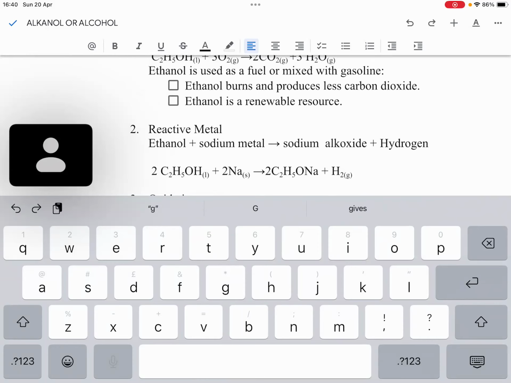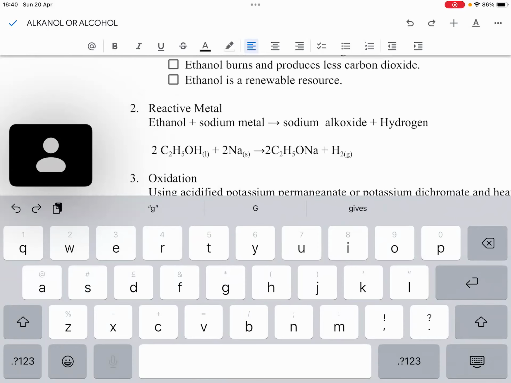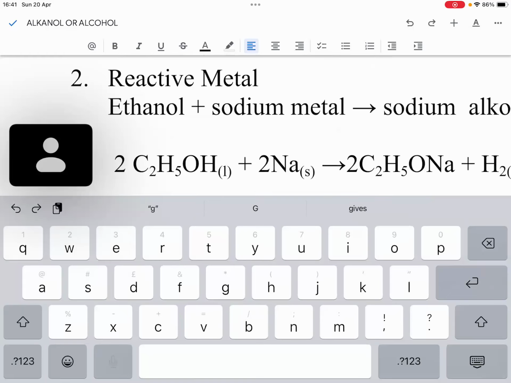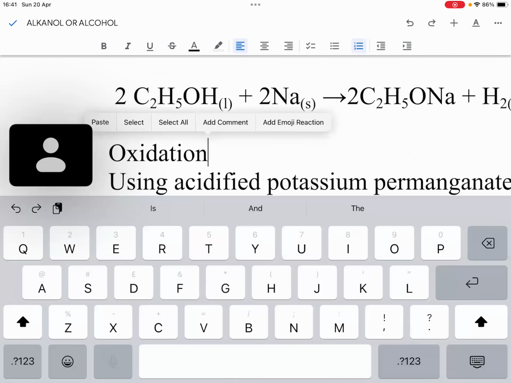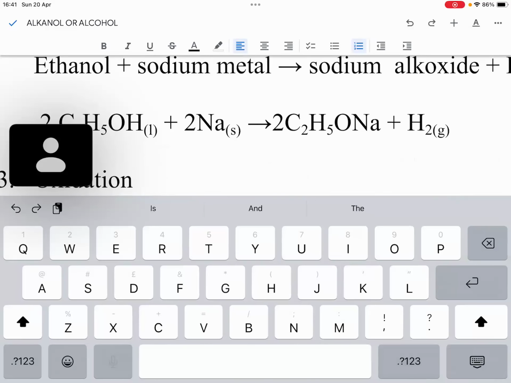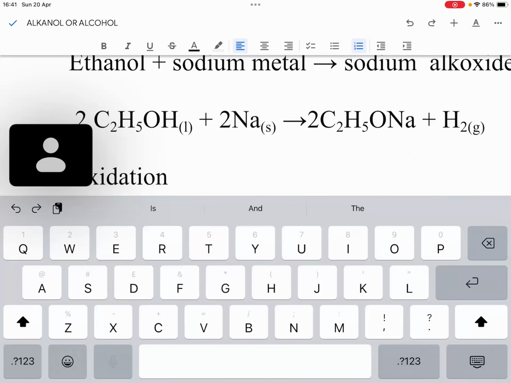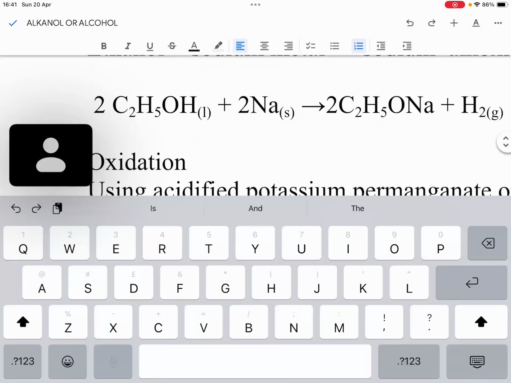Ethanol can react with sodium. You need to know this reaction as per your syllabus. So 2 ethanol plus 2 sodium form 2 sodium ethoxide. To form the ethoxide, all we're doing is replacing the hydrogen in the ethanol with a sodium. And to balance this equation, we're going to put 2 in front of everything.